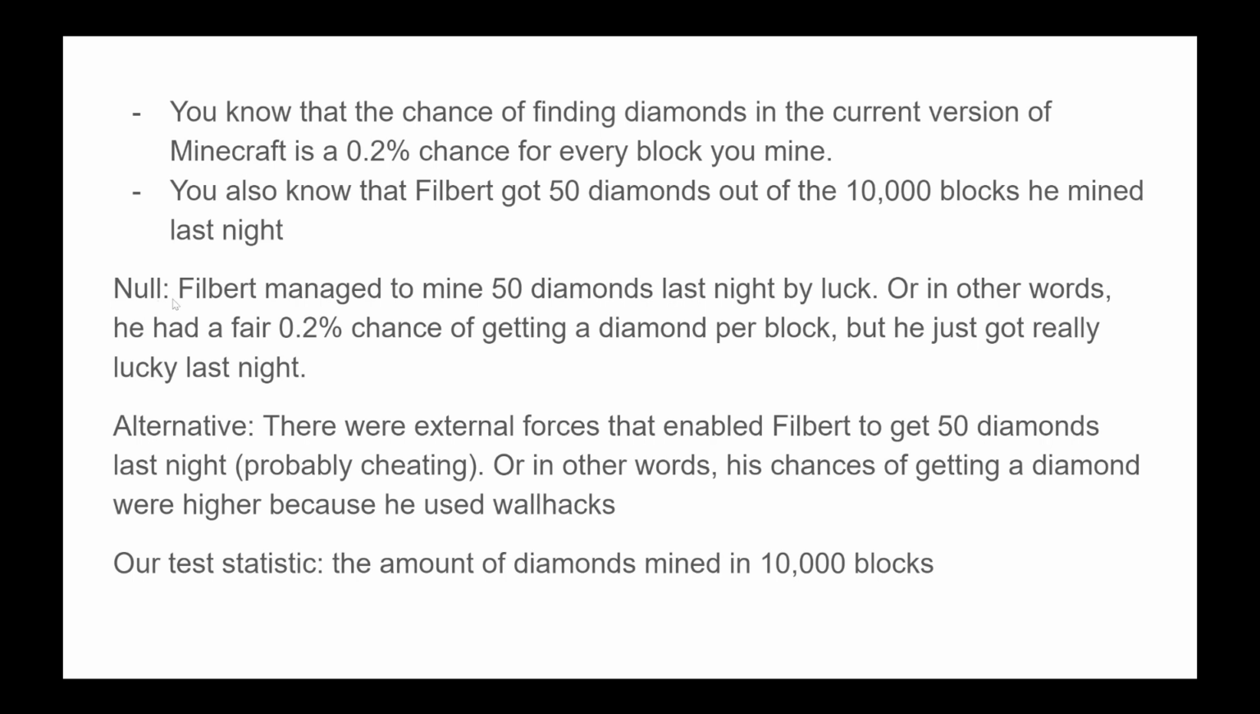Your null hypothesis is that Filbert managed to mine 50 diamonds last night by luck. Or in other words, he did have a fair 0.2% chance of getting a diamond per block, but he just got really lucky last night. Alternatively, your hypothesis is that there were external forces that enabled Filbert to get 50 diamonds last night, probably cheating. Or in other words, his chances of getting a diamond were higher because he used wall hacks. Higher than 0.2%, that is. Our test statistic will be the amount of diamonds mined in 10,000 blocks.